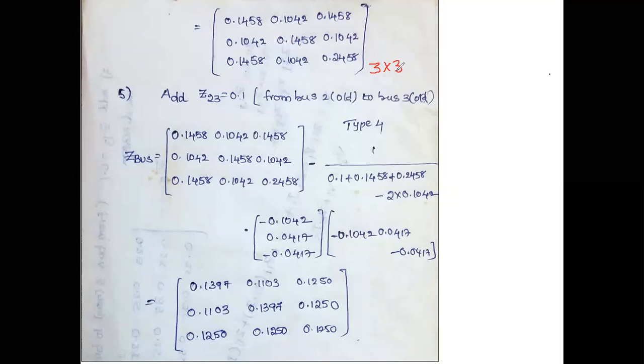And at the last step, we are going to add that ZB which is connected in between two old buses. So here bus number 2 is already old and bus number 3 has already been introduced.